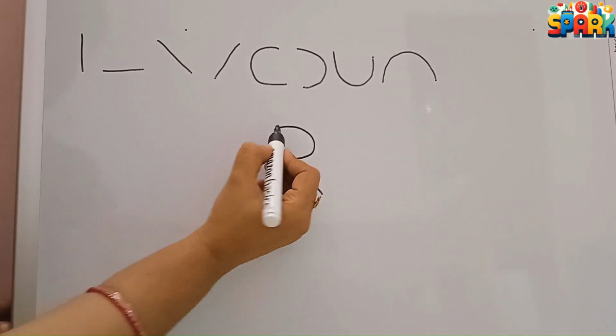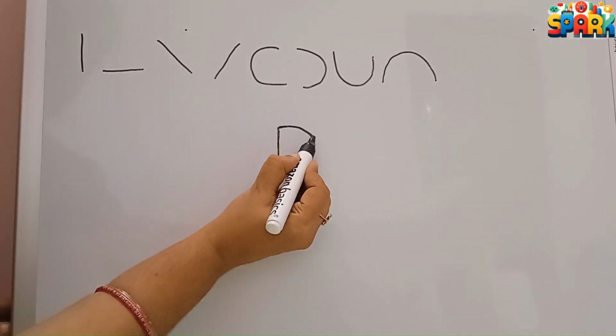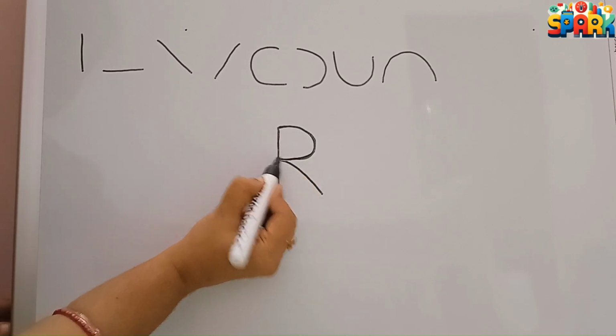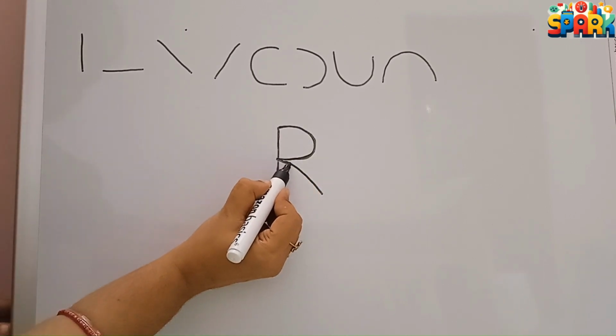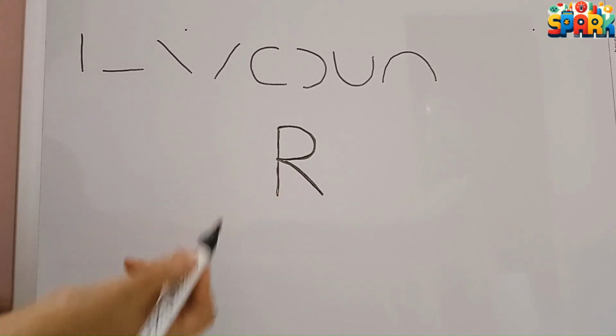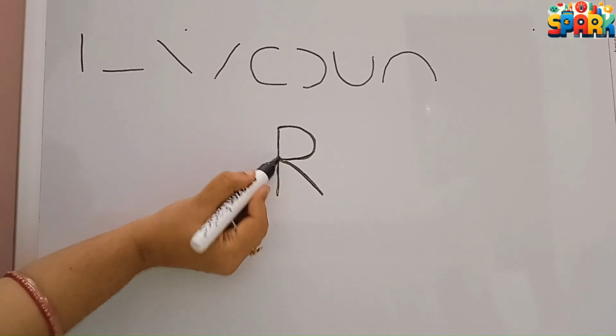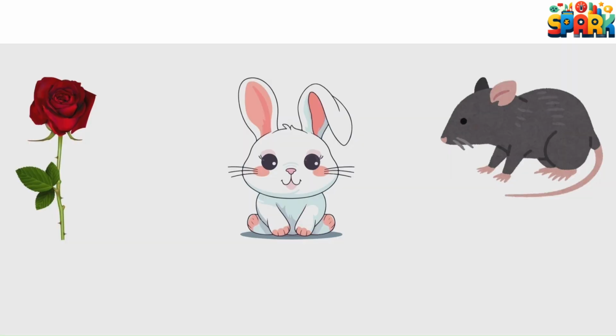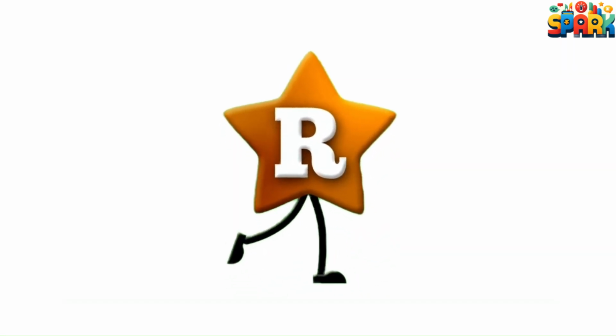Trace it slowly. Now you try. Take your pencil and paper and trace the letter R. Very good. You are doing great. Now let's see three words that start with R. Rose, rabbit, rat. Bye bye R.